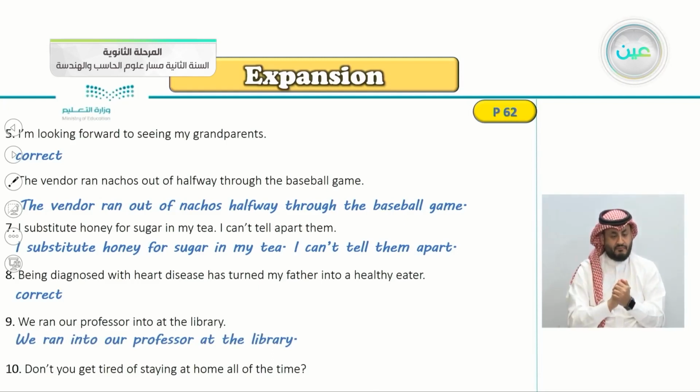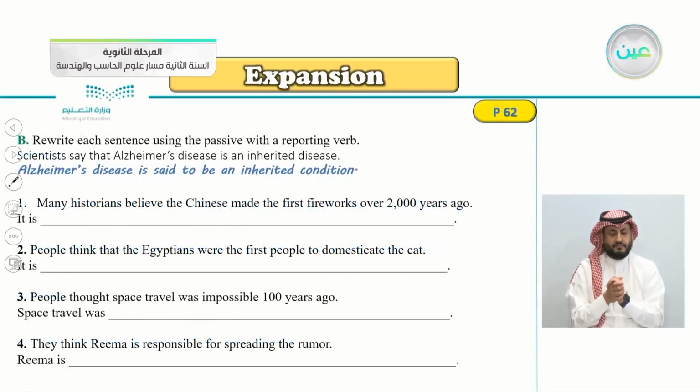We ran into a professor at the library. Number 10, don't you get tired of staying at home all of the time? So, don't you get tired of staying at home all of the time? So, number 10 is also correct.